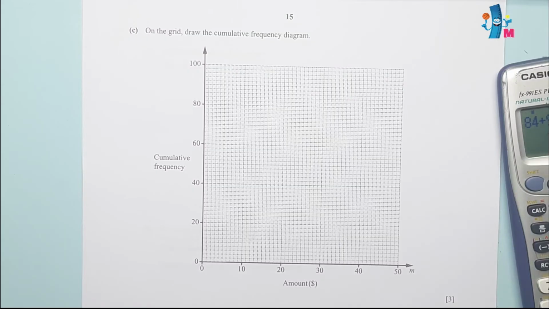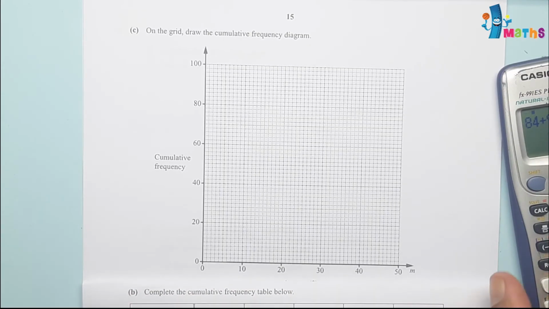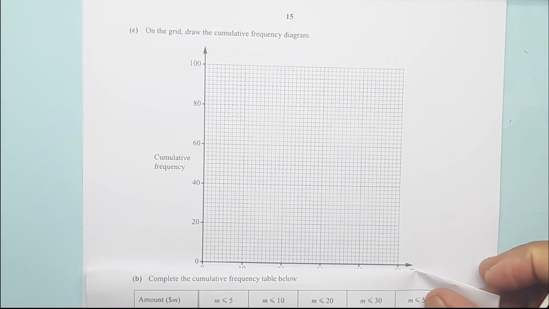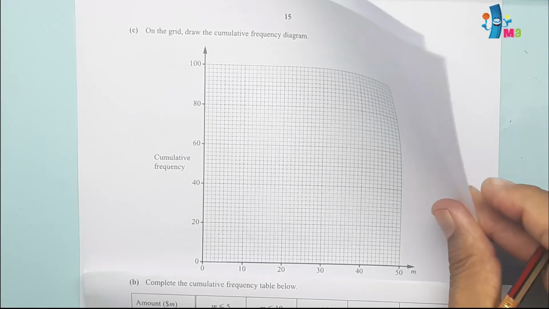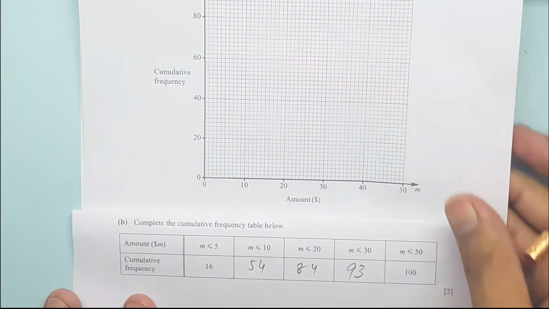On the next page they have given a grid. On the grid, draw the cumulative frequency diagram. So these values will be plotted on it, and I will show you the values by folding this a little over here. I'll move this page a little so that you can properly see these values.